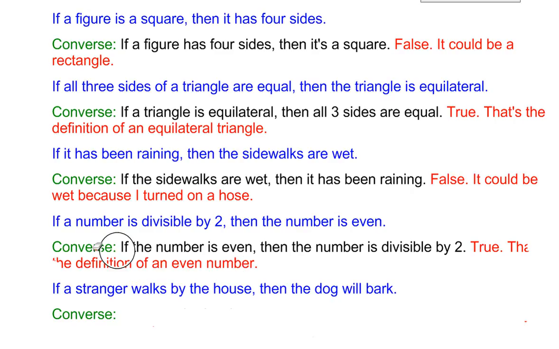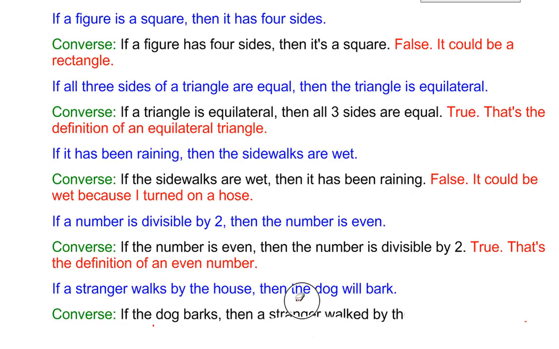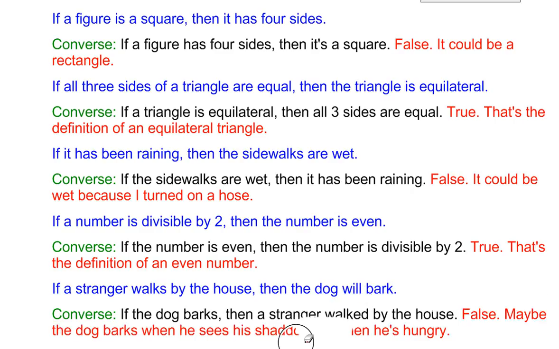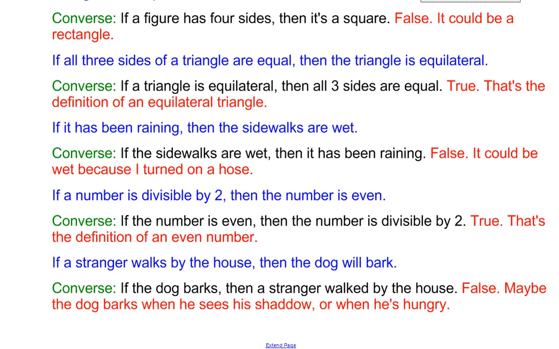The converse is true. Okay, and the next one is, if a stranger walks by the house, then the dog will bark. And the converse of that statement is, if the dog barks, then a stranger walked by the house. Is that necessarily true? No, because the dog can bark for any number of reasons, and here are just 2 as examples. So I hope that helps. Look on Jupiter Grades, take a look at your homework, and we'll see you in class.